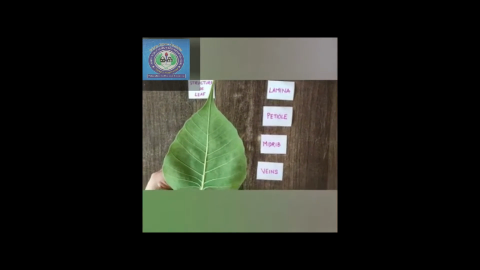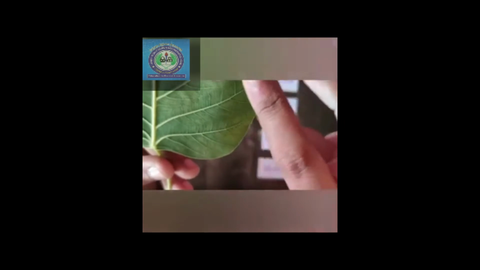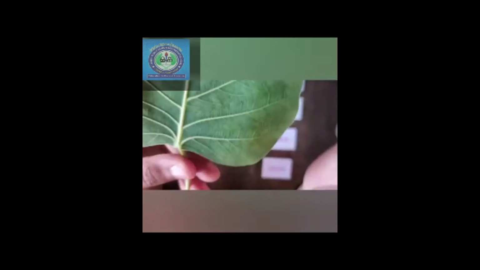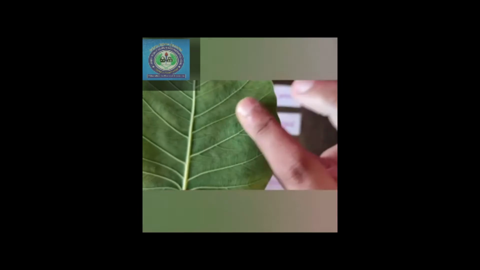And then we have veins. Can you see the small lines going out? These are known as the veins, right? You can see at the back also, these lines are known as veins. So these are the structure of the leaf.